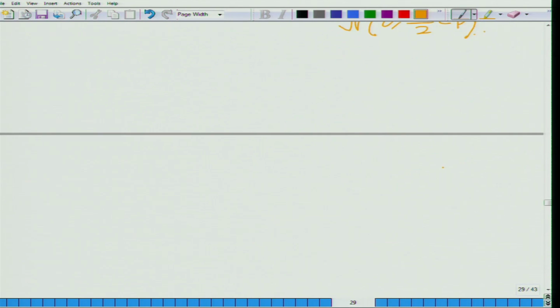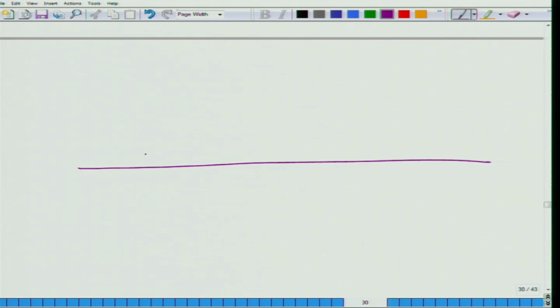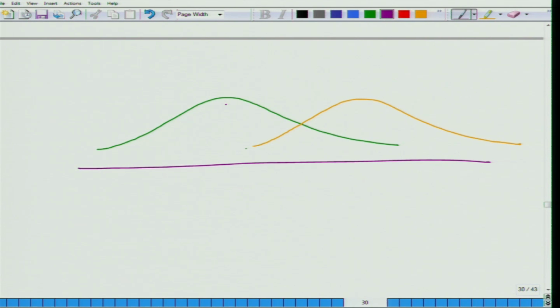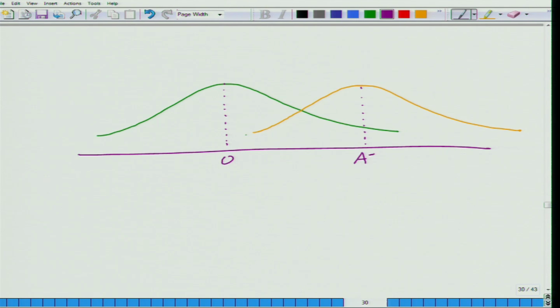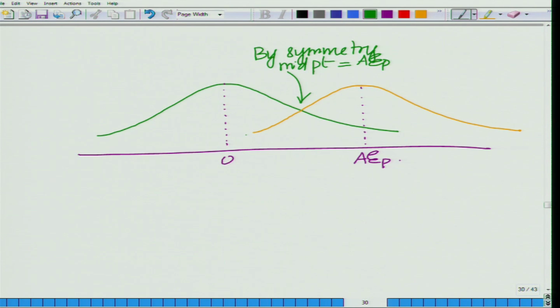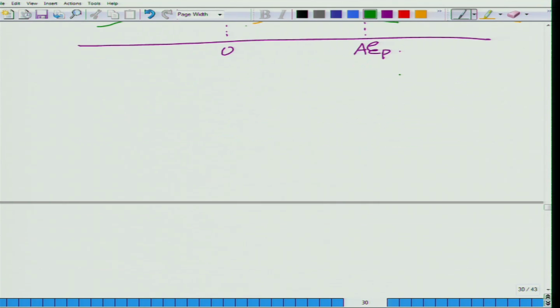So, the probability density functions corresponding to A naught equals A and A naught equals 0 are still Gaussian in nature, and similar to BPSK they are also shifted, but in amplitude shift keying corresponding to A naught equals 0, the mean is still 0, correct? And corresponding to A naught equals A, the amplitude is A E_P. This point is A E_P, and by symmetry the midpoint is A E_P divided by 2.